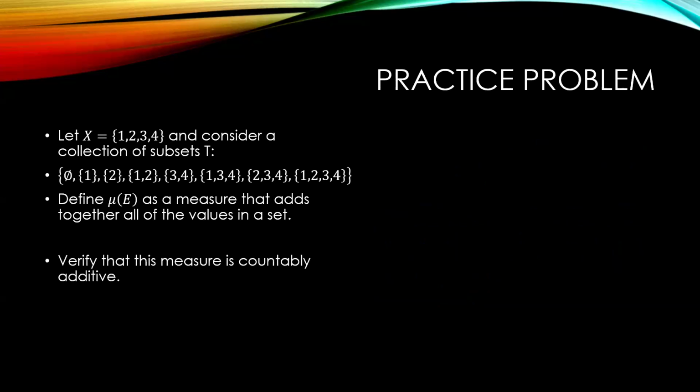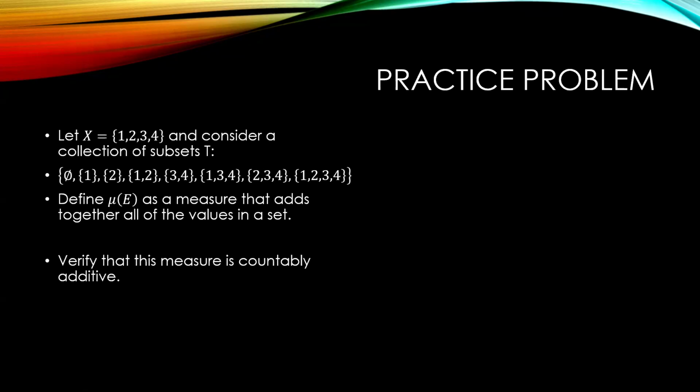Here's a messier example. We've already seen this sigma algebra also, and so this is the one which is the empty set, {1}, {2}, {1, 2}, {3, 4}, {1, 3, 4}, {2, 3, 4}, and {1, 2, 3, 4}. Let's define the measure as a measure that adds together all of the values in a set. And so this set is 1, this is 2, this would have a measure of 3, this would have a measure of 7, {1, 3, 4} would have a measure of 8, {2, 3, 4} would have a measure of 9, and {1, 2, 3, 4} would have a measure of 10.